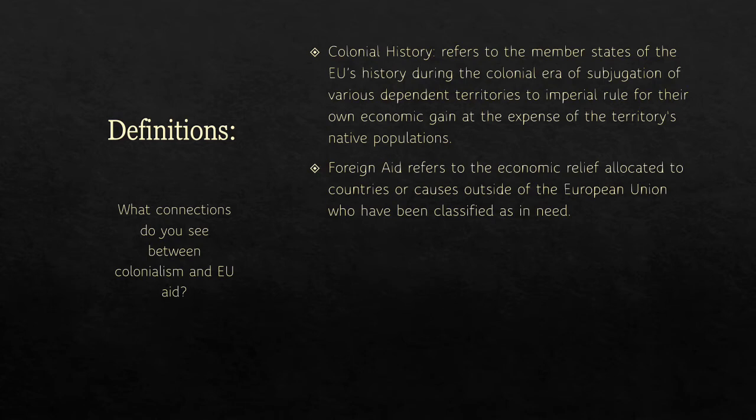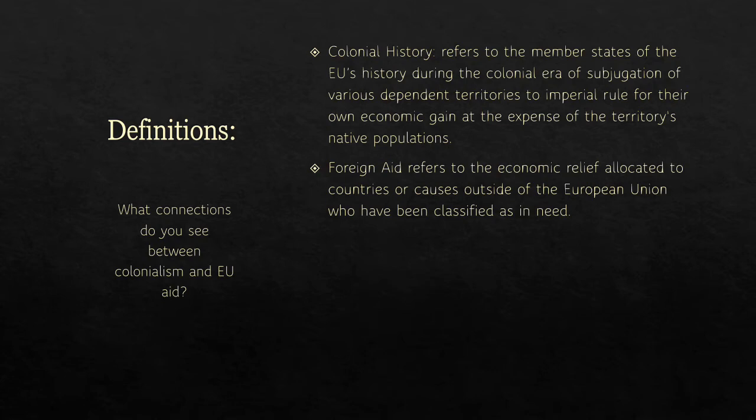That's a little wordy, but basically we all know what colonialism is, we all know what a colony is, but what I really want to take from that is that the EU didn't have any colonies. Individual member states had colonies. And so the history is divided between individual member states and the colonies that they had.